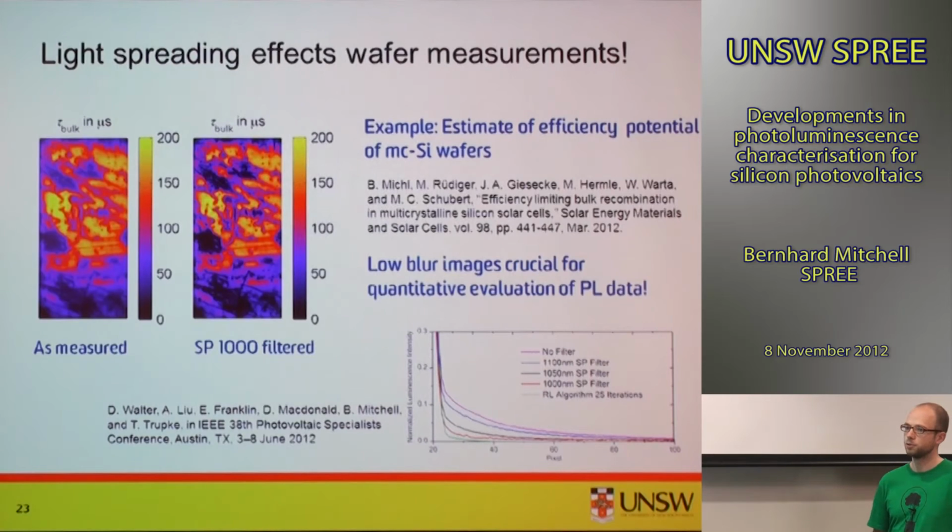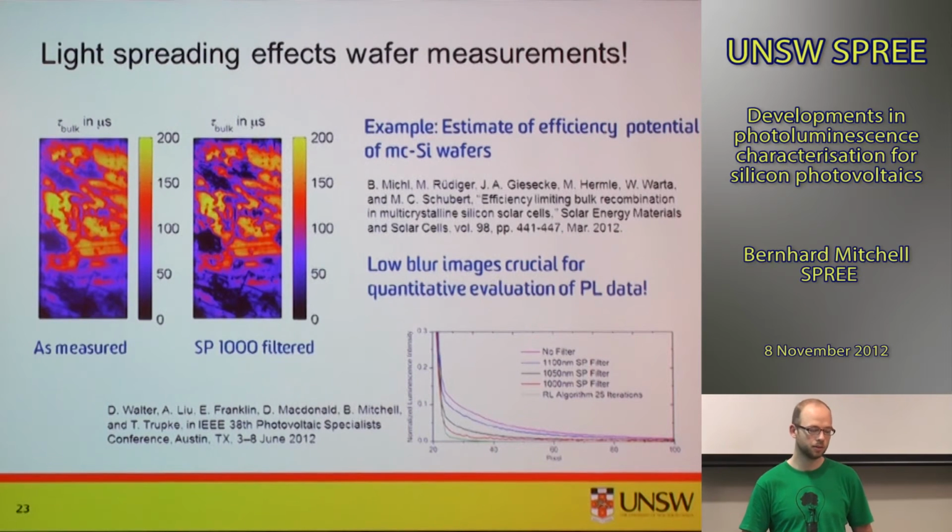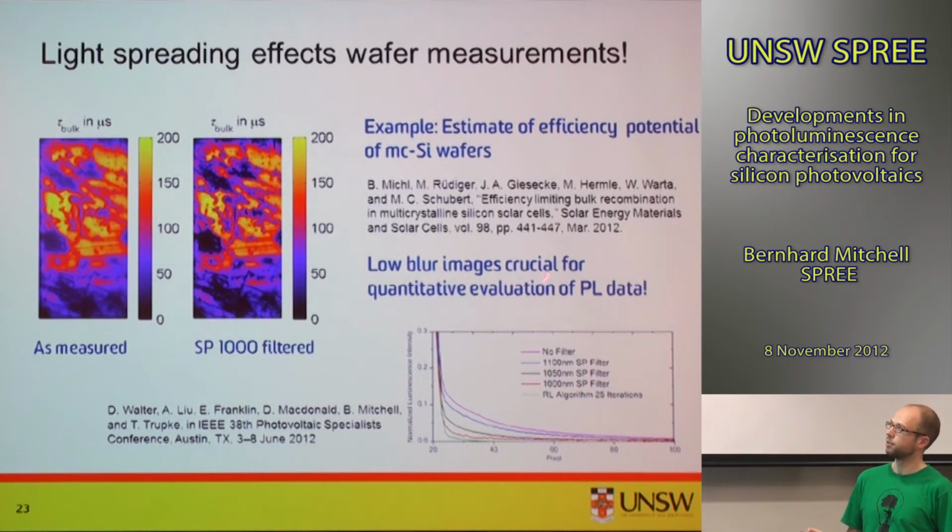And now to refer back to wafer measurements, this deconvolution, increasing the contrast and reducing the blur, has quite a high impact on wafer measurements as well. There's one study by Mitchell from Fraunhofer ISE. He tried to estimate the efficiency potential of multicrystalline wafers, and he saw that he couldn't use just as-measured wafer images. He needed to apply a short pass filter, which basically has a similar effect to deconvolution, and just reduces the signal strength a lot. And then he was able to quantify the intensity and fit the model much better.